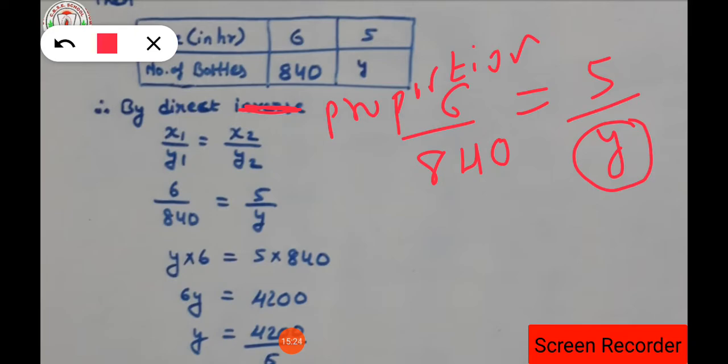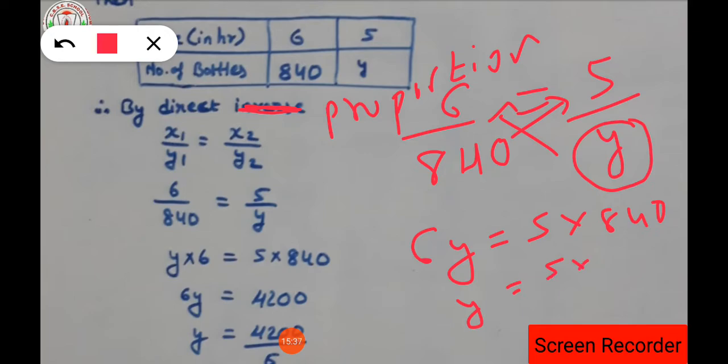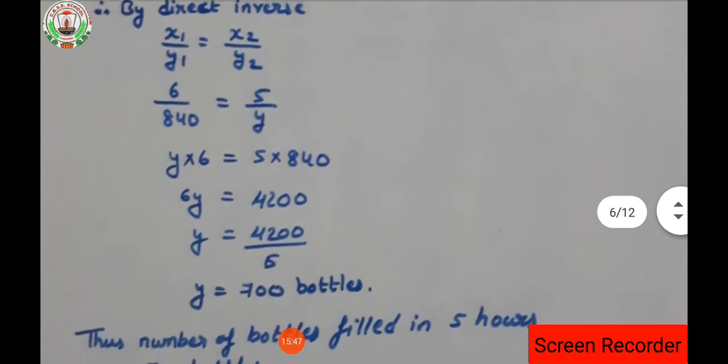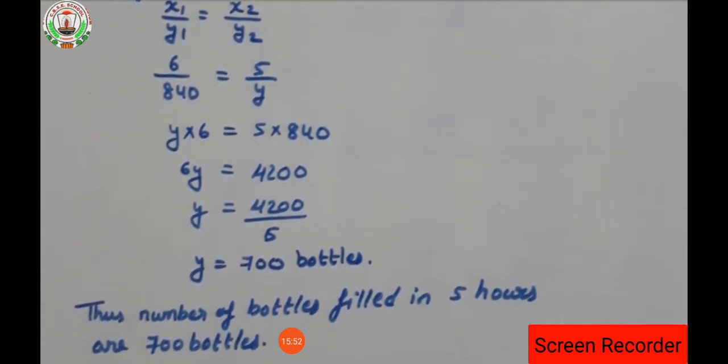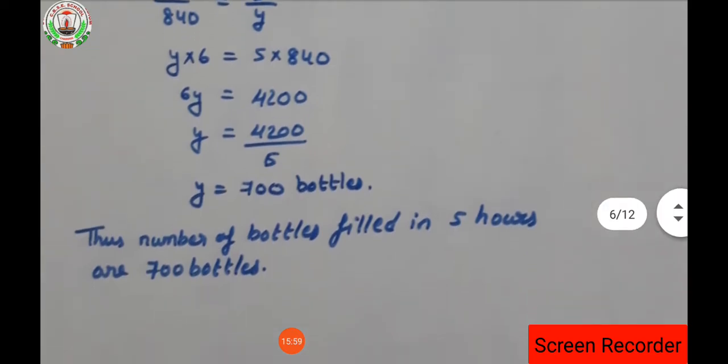So here it will be cross multiplied. So 6y is equal to 5 into 840. Now y is equal to 5 into 840 upon 6. Now after cancellation of this term, what answer will we get? We will get y is equal to 700 bottles. Clear? So what is the answer? Thus the number of bottles filled in 5 hours is 700 bottles.